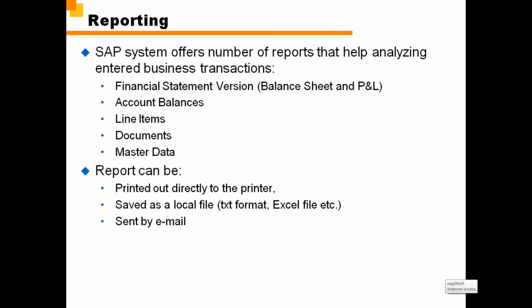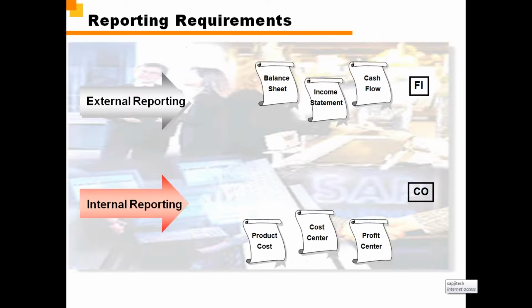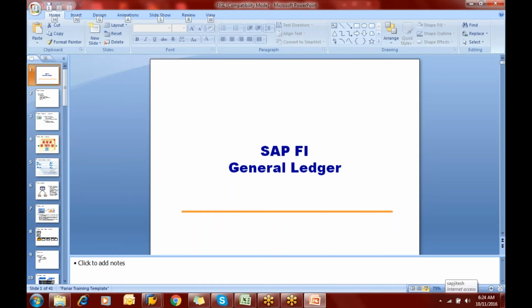Then finally we'll present the reports. In the reports we'll have the financial statement, the balance sheet, profit and loss, and account balances for all the GLs. Then we will have line items for the important GLs. Then the documents we have entered, that list we can pull out. Then the master data list we can pull out, and that report we can print, save, and send to the client also. Okay, so that is what we will be doing in GL accounting.